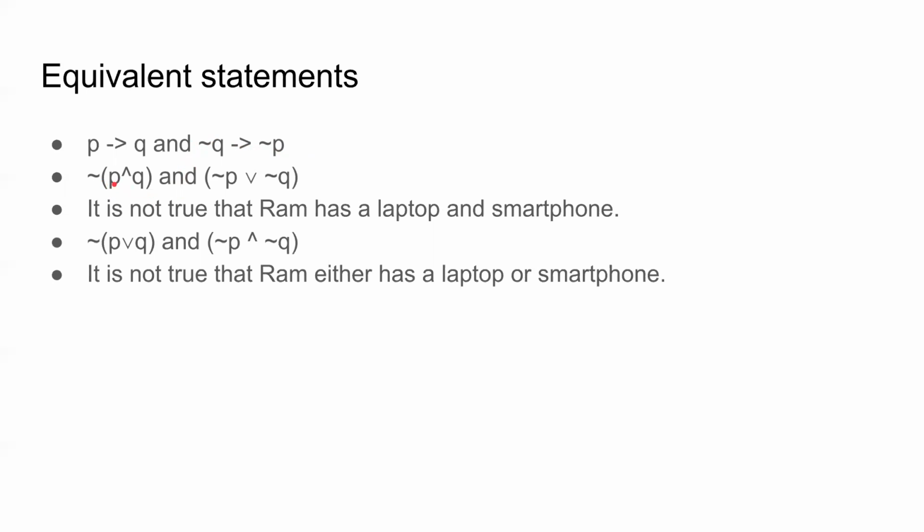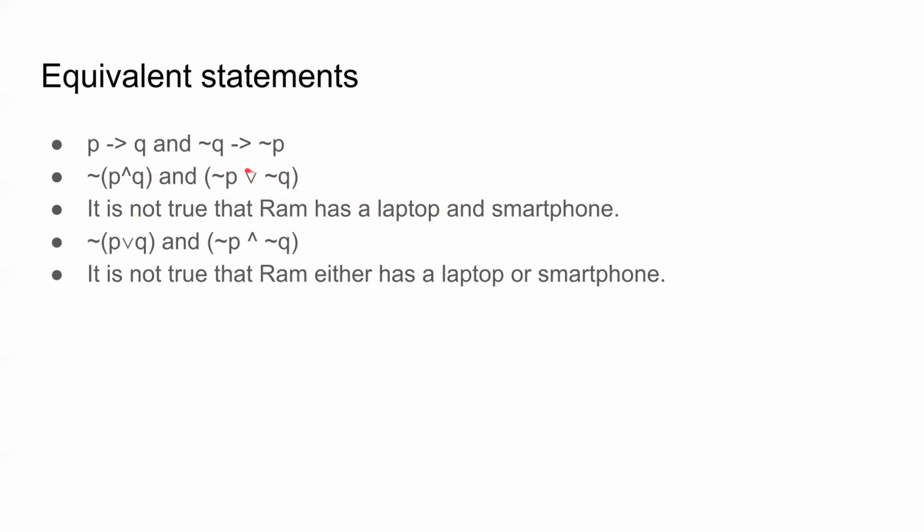So this means negation of P and Q, and we negate after this. For example, let's say the statement P is Ram has a laptop and the statement Q is Ram has a smartphone. So not P and Q means it is not true that Ram has a laptop and smartphone. So P and Q means Ram has a laptop, Ram has a smartphone, and negation means it is not true that Ram has a laptop and smartphone. And this is equivalent to this statement. Not P or not Q.